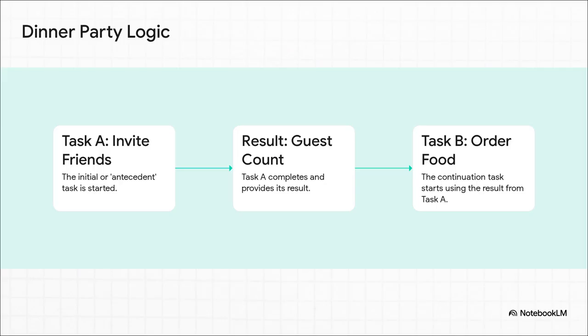Let's use a dinner party to picture this. Task A is inviting all your friends. Now, you can't possibly start task B, ordering the food, until task A is done, right? You have to know how many people are coming first. So ordering the food is the continuation of inviting your friends. It's a perfect logical chain of events.